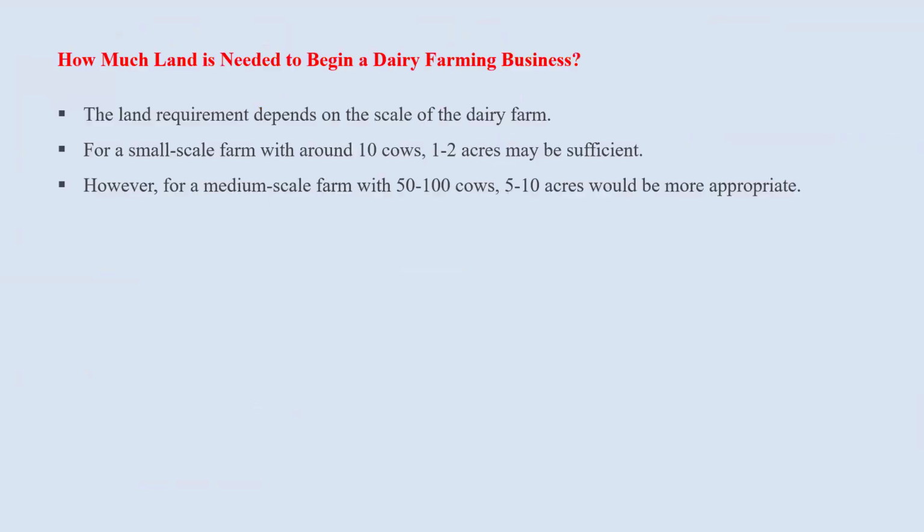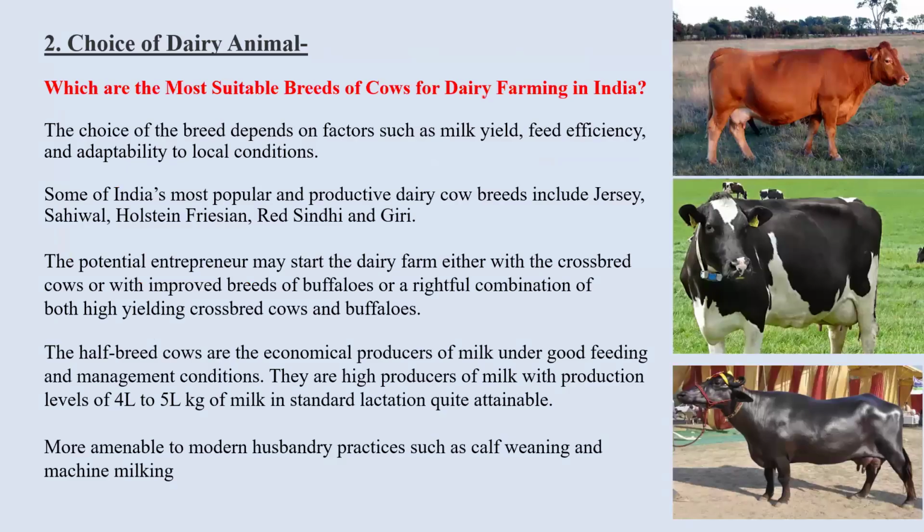So the next question is, how much land is needed to begin a dairy farming business? Normally it mainly depends on the scale of the dairy farm. For a small scale farm having 10 cows, it requires around 1 to 2 acres. And for medium to large scale, having 50 to 100 cows, it requires 5 to 10 acres.